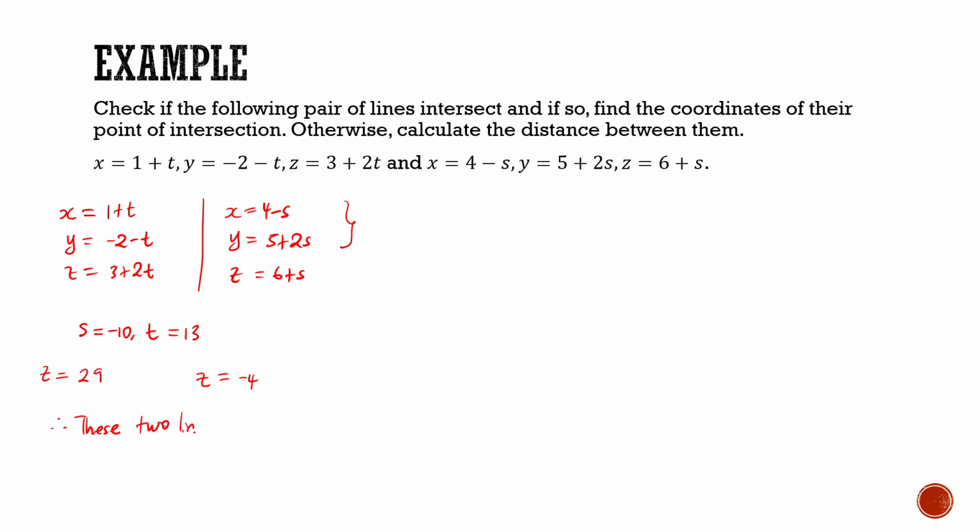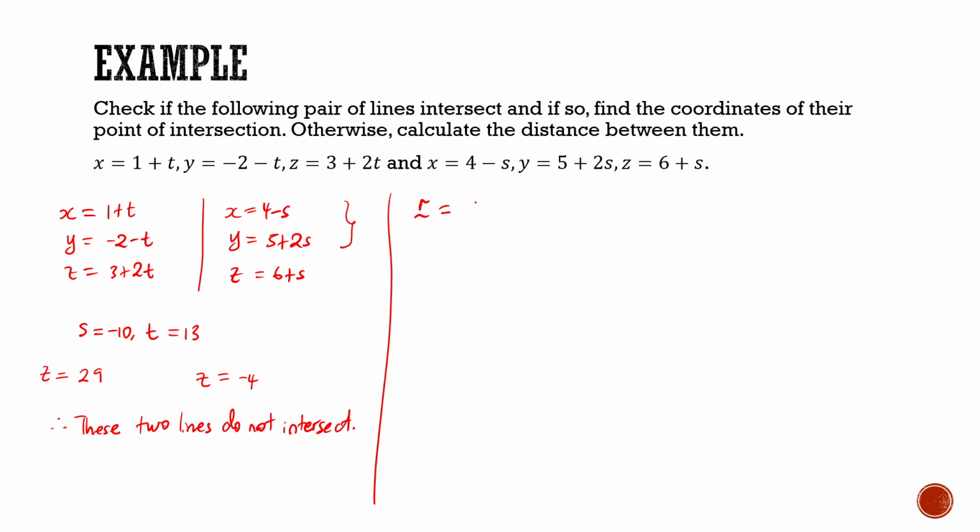So these two lines do not intersect. And so that means that they are skew lines, so they lie in parallel planes. So what do we do? We have to find the cross product of the directions of the two lines.